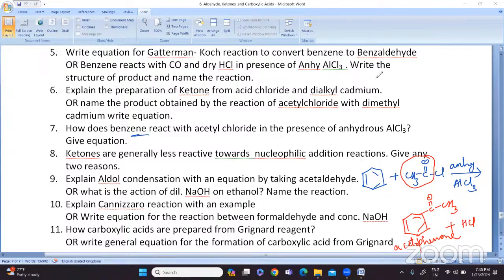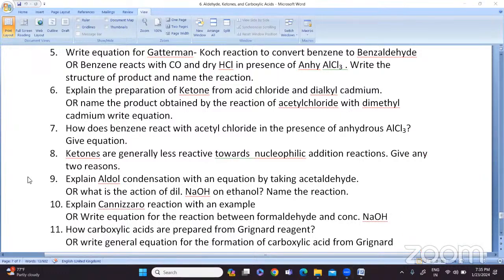Okay, we'll move to the next question. Ketones are generally less reactive towards nucleophilic addition reactions. Give any two reasons. So can you give me two reasons why ketones are generally less reactive towards nucleophilic addition reactions? This is a ketone. Why are these less reactive? What is the reason? What are the two reasons you can expect? This question is asked for 2 marks, so two reasons, 2 marks.